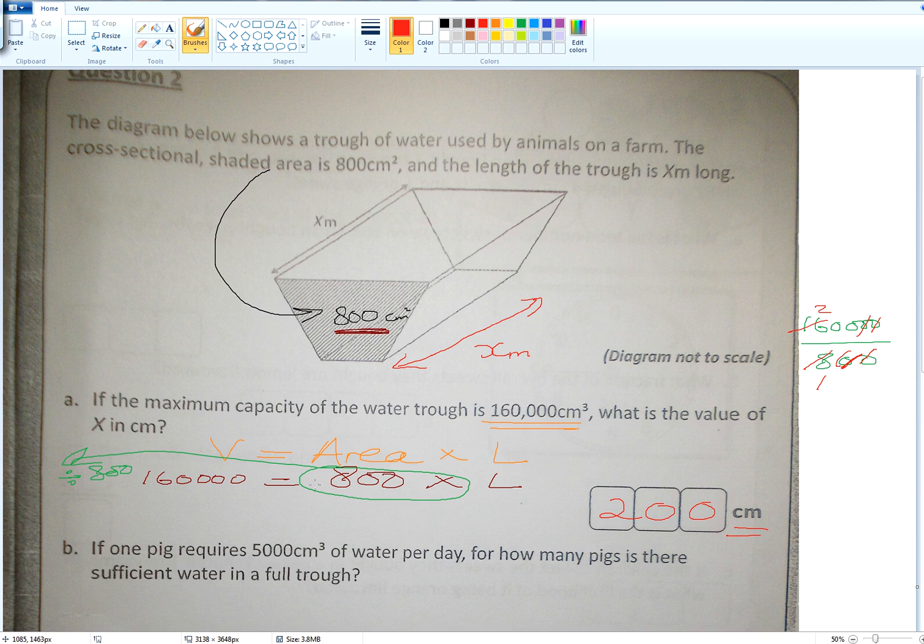Tell me if you used that formula, volume equals area times the length. So put your hand up if you used that formula. One person. Okay, right. Let's move on.